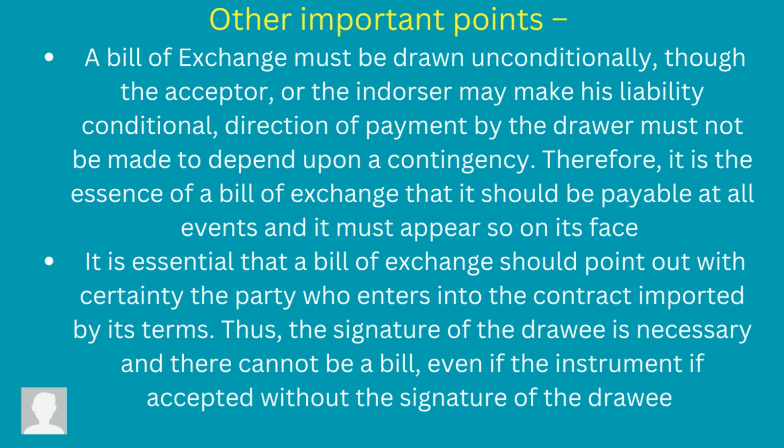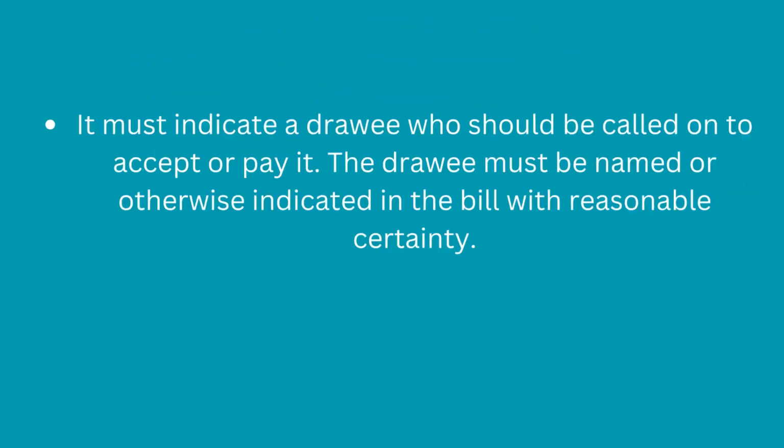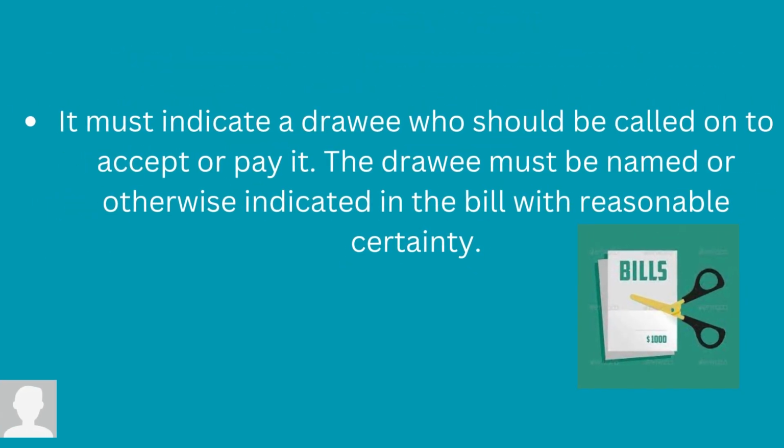It is essential that a bill of exchange should point out with certainty the party who enters into the contract imported by its terms. Thus, the signature of the drawer is necessary, and there cannot be a bill even if the instrument is accepted without the signature of the drawer. It must indicate a drawee who should be called on to accept or pay it. The drawee must be named or otherwise indicated in the bill with certainty or reasonable certainty.